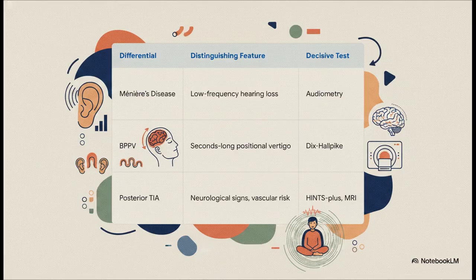So let's break it down even more. This table pairs each of those mimics with its decisive test. For Ménière's disease, an audiogram is absolutely key. You're looking for that fluctuating, low-frequency hearing loss. For BPPV, a simple Dix-Hallpike maneuver in your office can clinch the diagnosis. And if you have any suspicion of a posterior circulation TIA, well, the HINTS exam and an urgent MRI are completely non-negotiable. And remember, things like anxiety and PPPD often coexist with vestibular migraine. They're part of the picture, not a substitute diagnosis.